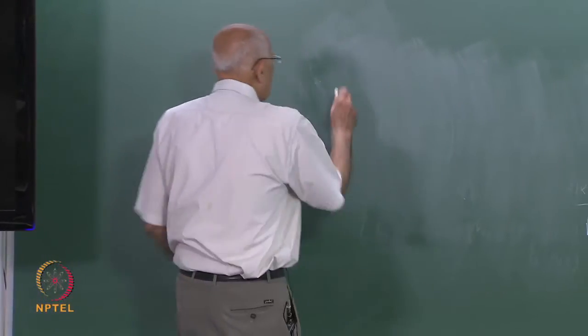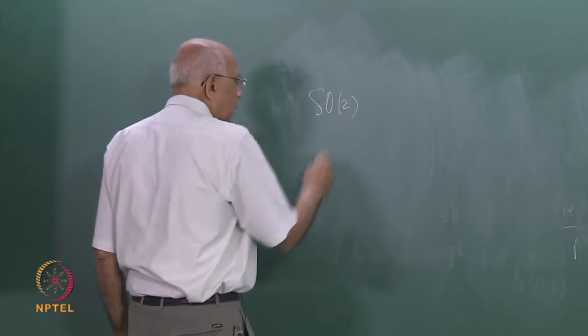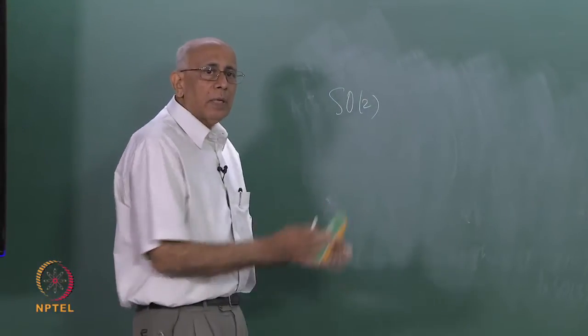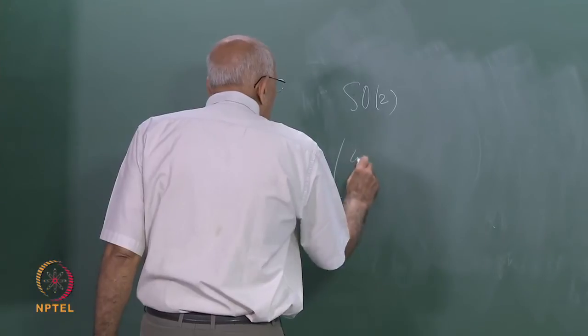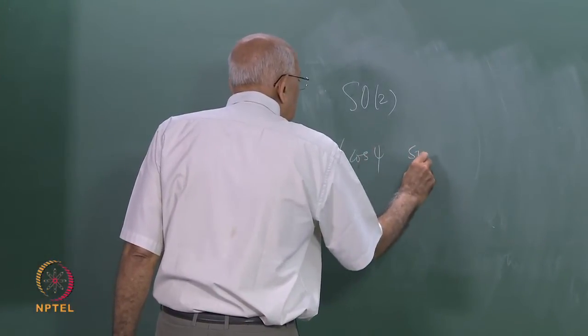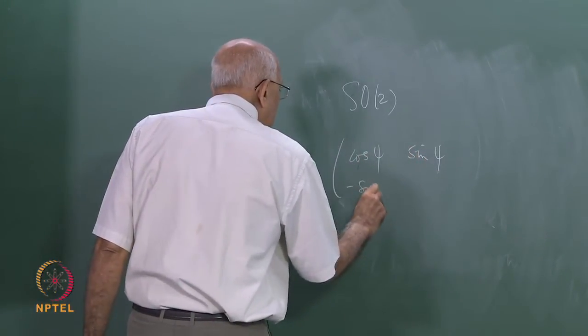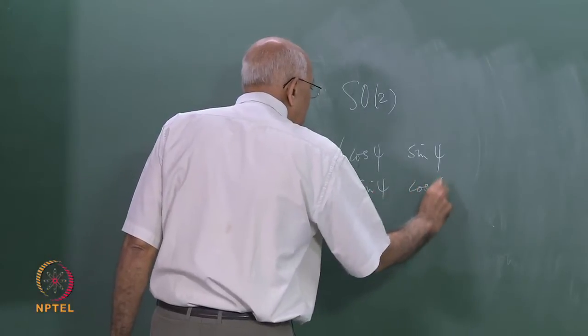So let us look at this group SO(2) represented by 2 by 2 orthogonal matrices, and a typical matrix of this kind would be cos psi, sin psi, minus sin psi, cos psi.